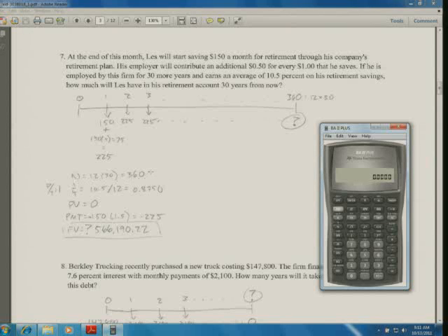And I'm going to type in my N. Now we're switching to months here. Right? So our period's in months. Our N is always going to be the total number of payments made or the total number of periods in the problem that we're considering.